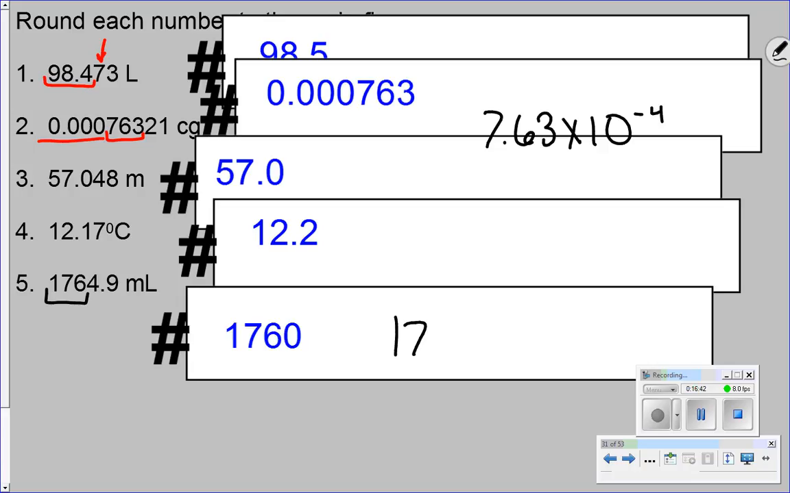You might have the temptation to do this. That is 4 sig figs. You can't do that. And you really don't want to round this up because technically that is below 5. So you want to keep that rounded down.